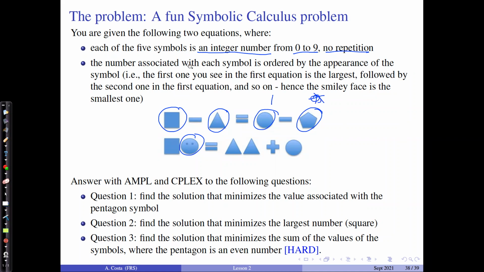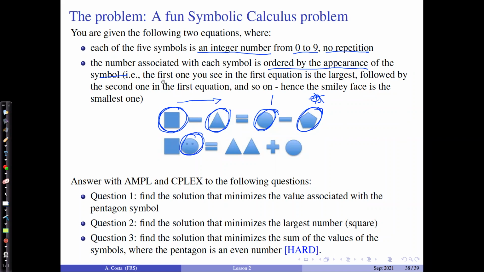Now, the number associated with each symbol is ordered by the appearance of the symbol, meaning to say, the first one you see is the largest. This is the second largest. This is the third largest, the fourth, and this is the smallest one.